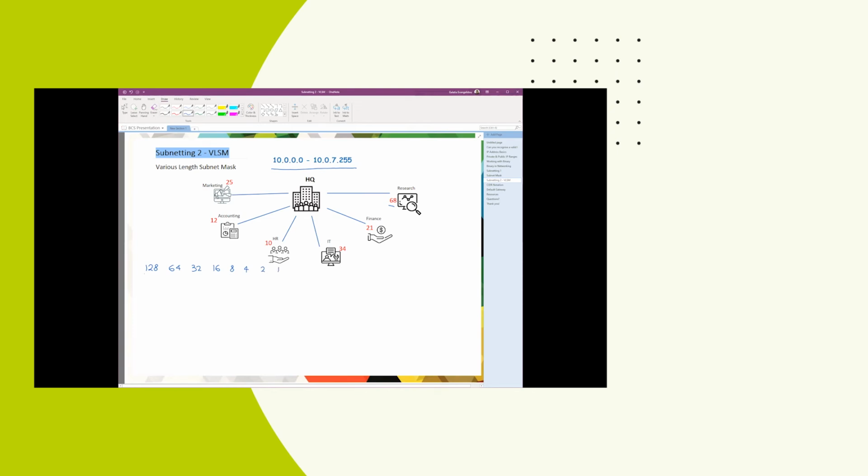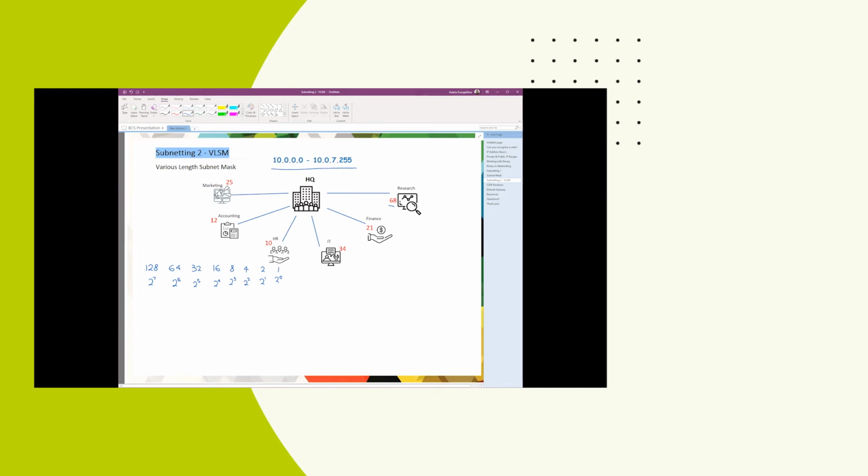Just a small note here. These numbers are not random numbers. These numbers are powers of 2. So if you see here, this is 2 to the power of 0, 2 to the power of 1, 2 to the power of 2, 2 to the power of 3, 2 to the power of 4, and so on and so forth. I didn't come up with these numbers. They are powers of 2.